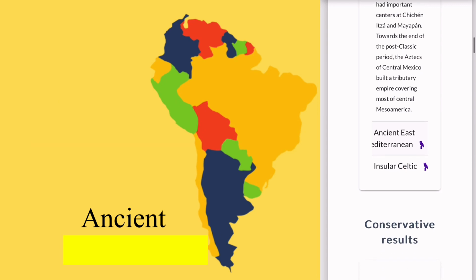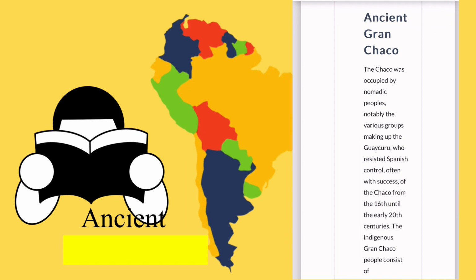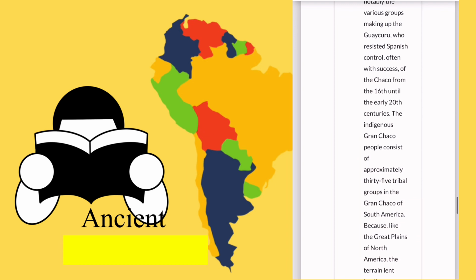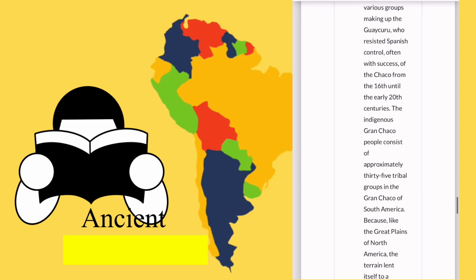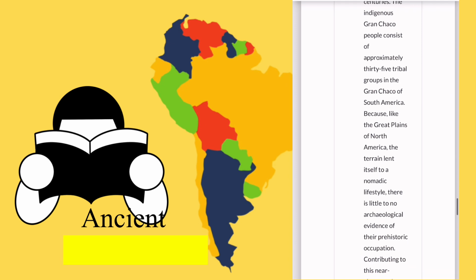Now we'll look at chromosome 16 speculative results: ancient Gran Chaco. The Chaco was occupied by nomadic peoples, notably the various groups making up the Guaycuru, who resisted Spanish control, often with success, of the Chaco from the 16th until the early 20th centuries.